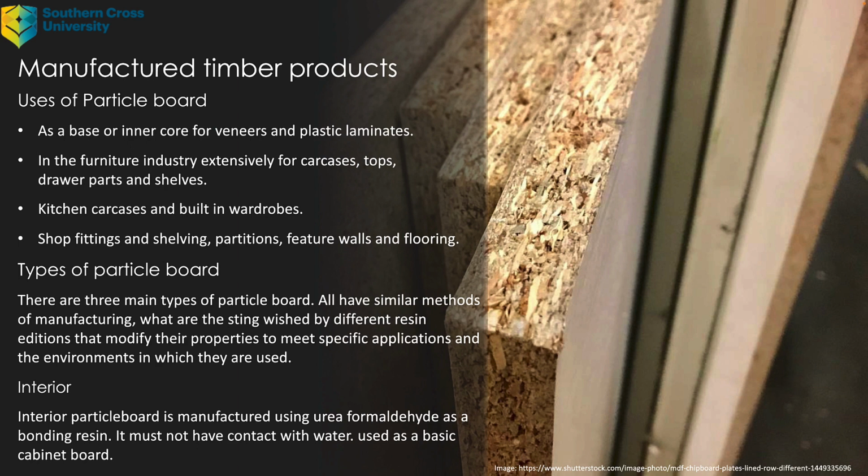So what's it used for? Well, it's used as a base or inner core for veneers and plastic laminates. In the furniture industry, extensively for carcasses, tops, drawer parts and shelves. And many of you will know, because it's in your own homes, it's used in kitchen carcasses and built-in wardrobes. Shop fittings, shelving, partitions, feature walls and flooring. So you can see that it's used quite extensively.